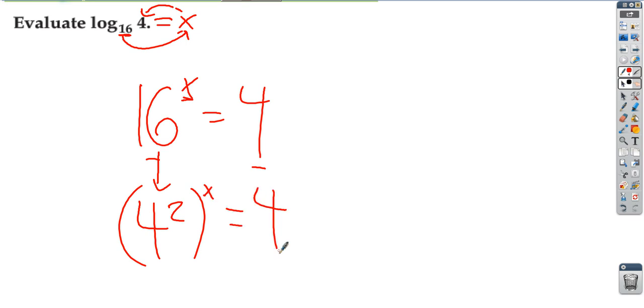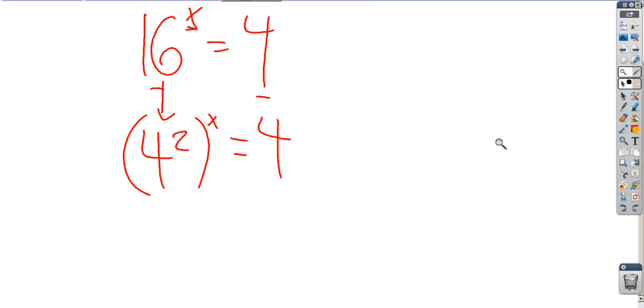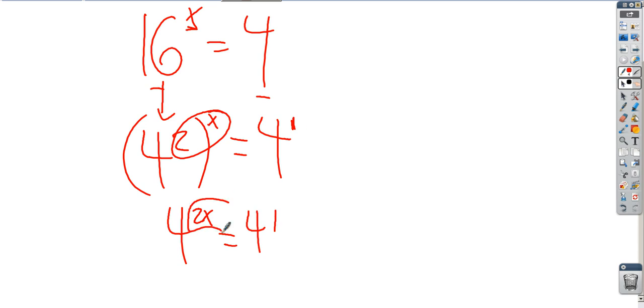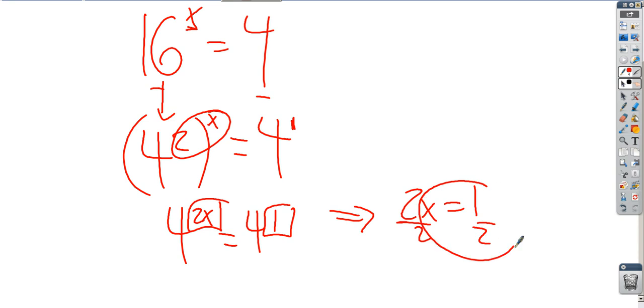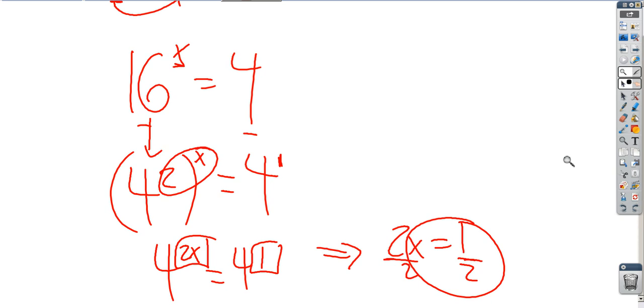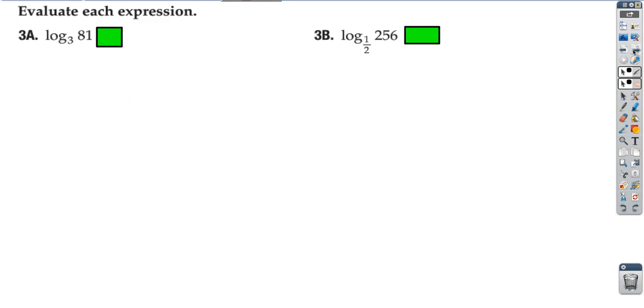Okay, now how can we simplify this? Well, you might have already recognized what 16 has to be raised to, but in case not, remember the exponent rules are to multiply those together. So 4 to the 2x equals, and this is like 4 to the 1st. So what must be true? If 4 to the 2x equals 4 to the 1st, that must mean that 2x is equal to 1. And if we divide both sides by 2, we get x equals 1/2. 16 to the 1/2 equals 4, and that makes sense because raising to the 1/2 is like taking the square root. So that agrees with what we already know.